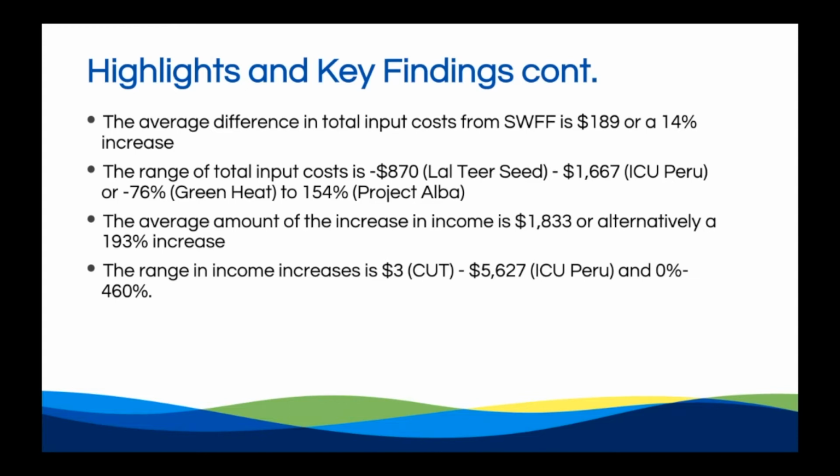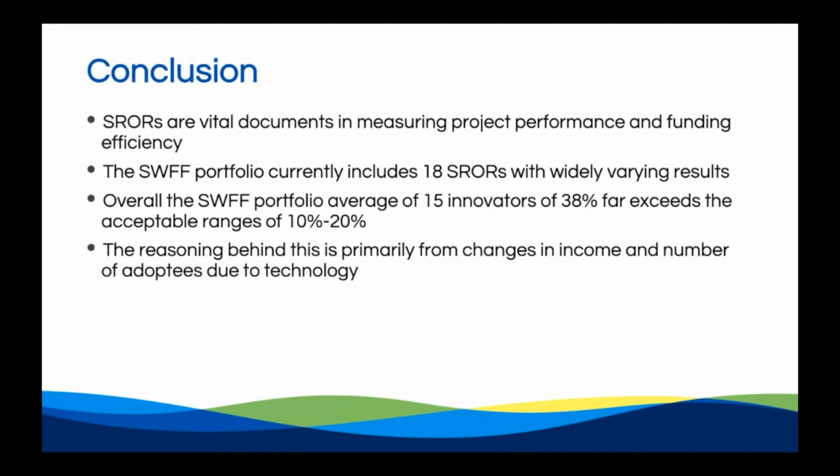And the average amount of increase in income was $1,833 a year, or alternatively, really a doubling of income. And the range in income was also very wide, between $3 and over $5,000 a year. The range in the increase in income was between 0% or no change in income to over a quadrupling of income. Next slide.